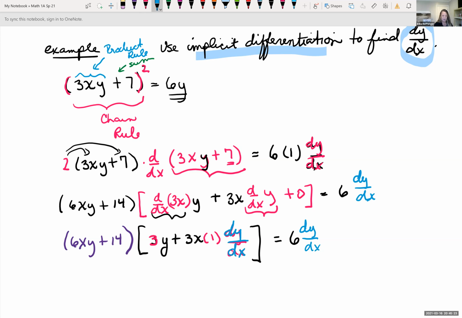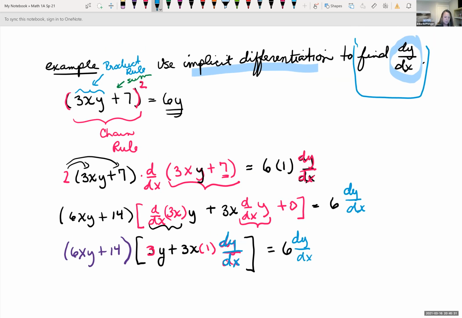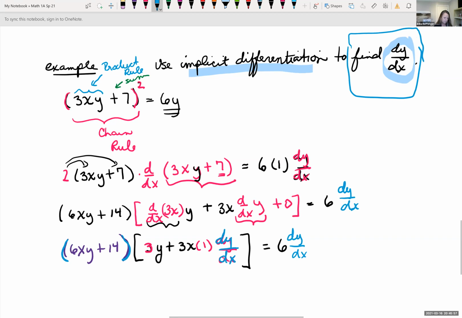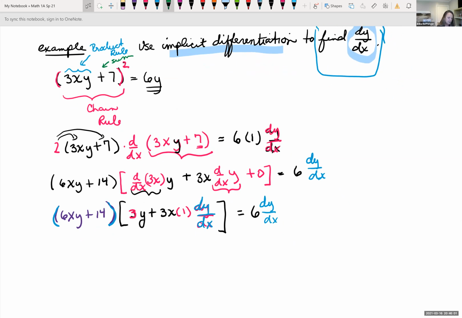Okay, so we want to find dy/dx. So we need to use some algebra and manipulate this to get dy/dx all by itself on one side of the equation and everything else on the other side. Because of this multiplication here, it looks like we are going to have to distribute this out. It's not bad, but let's do it. So 6xy times 3y: 6 times 3 is 18xy squared. Then 6xy times 3x dy/dx: 6 times 3 is plus 18x squared y, and then I have a dy/dx.